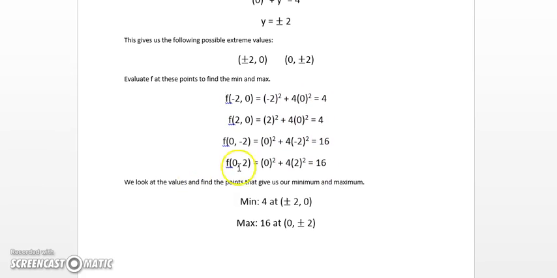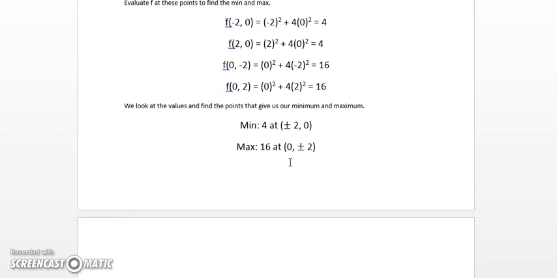Because we have two values that are our min and two that are our max, we account for both by saying that our minimum is 4, at the coordinates plus or minus 2, 0, because x equaling plus or minus 2 gives us the same value, and our maximum is 16 at the coordinates 0, plus or minus 2, because y can be either positive or negative to give us that value.